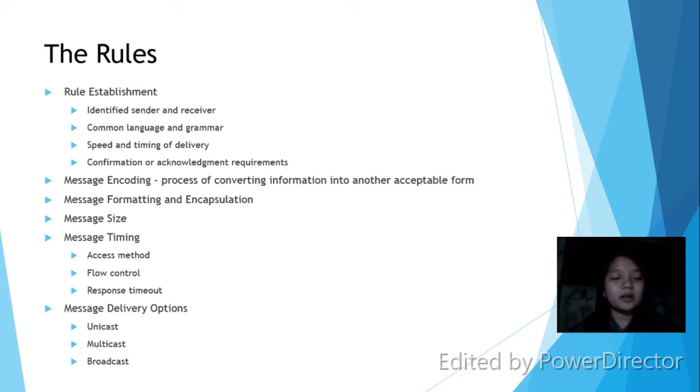Then message delivery options. So the unicast is from one person to another person, like a one-to-one communication. Then the multicast is from one person to a group of people. Then the broadcast is from one person to all the people. So again, unicast is for one-to-one communication, multicast is from one person to a group or selected persons, and broadcast is from one person to all.